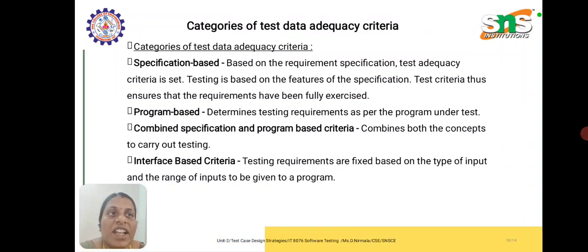Categories of test data adequacy criteria. Specification-based: based upon the requirement specification, test adequacy criteria is set. Testing is based on the features of the specification. The test criteria thus ensure that the requirements have been fully assessed. Program-based determines the testing requirements as per the program under test. Combined specification and program-based criteria combine both concepts to carry out the testing. Interface-based criteria: testing requirements are fixed based upon the type of input and the range of inputs to be given for a program.